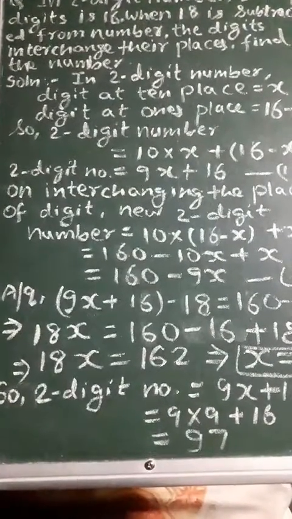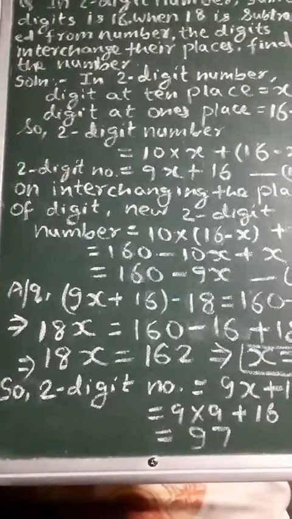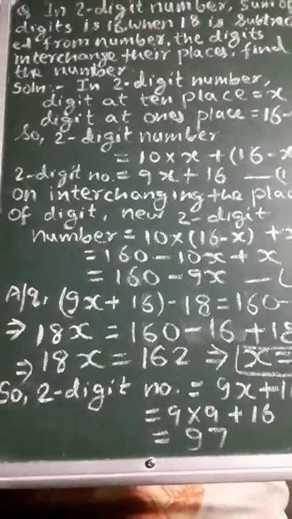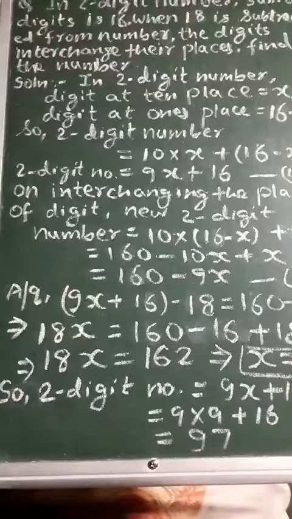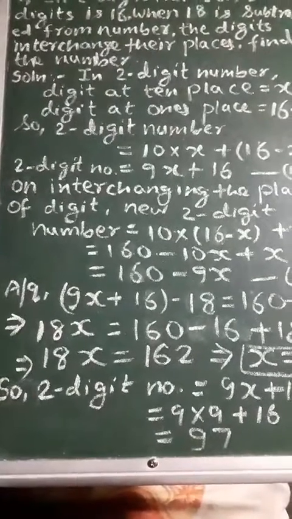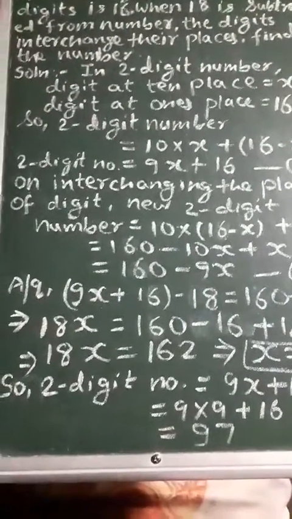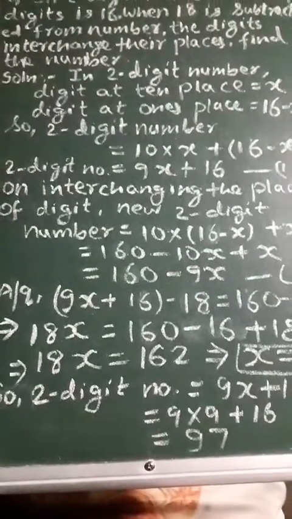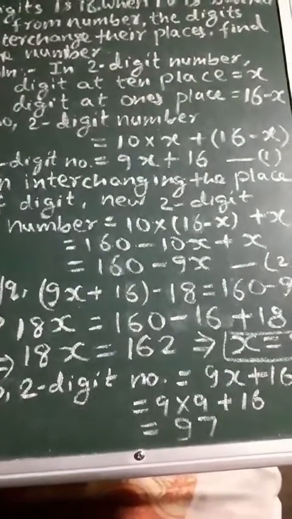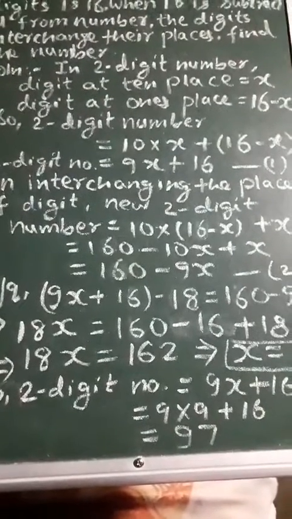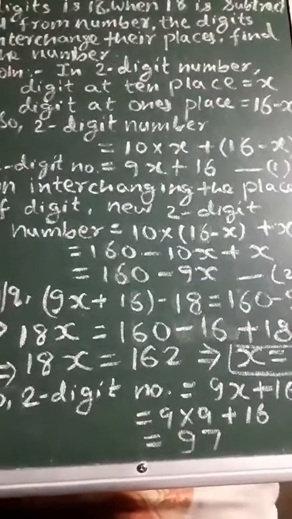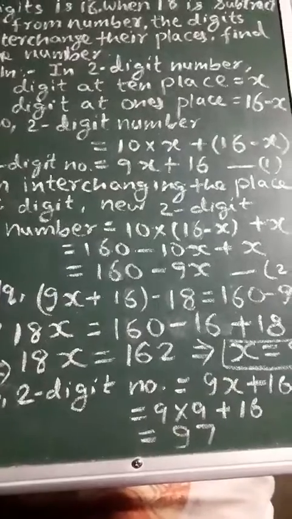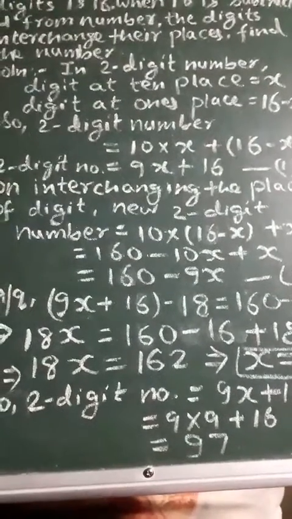Suppose you are writing 23. If you have to write it in expanded form, you write 23 as 10 into 2 plus 3. That is 23. Just like that, suppose there is a tens place number and a ones place number, I will write this number in expanded form: 10 into the tens place number plus the ones place number.